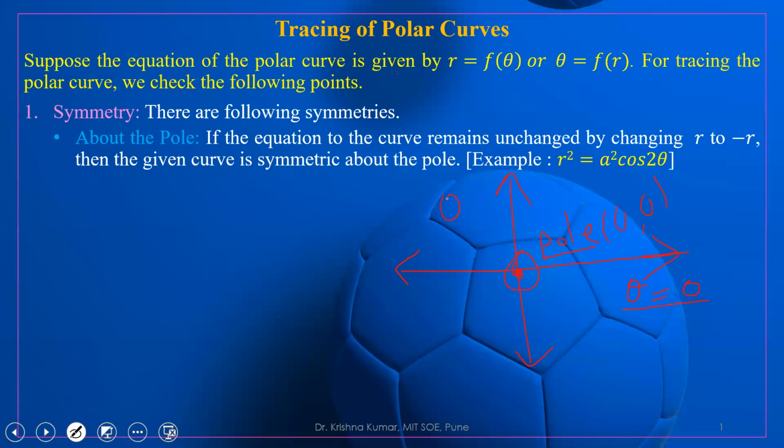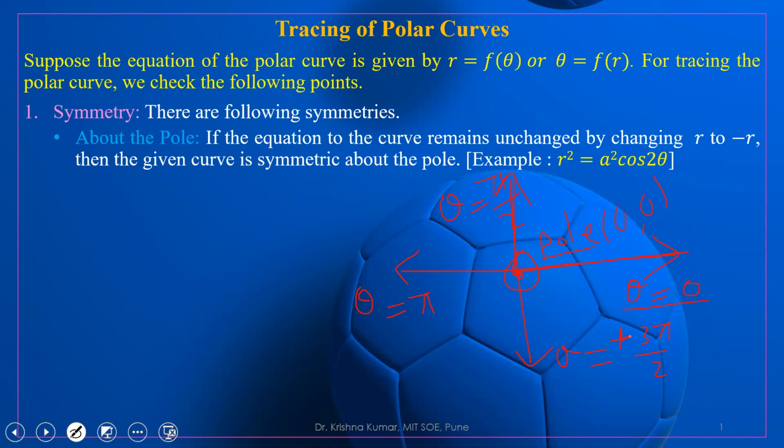The y-axis is called the line perpendicular to the initial line at the pole, or through the pole, or sometimes we simply say it is the line theta equal to pi by 2. The negative x-axis is called the line theta equal to pi, and the negative y-axis is called the line theta equal to 3 pi by 2. So this is regarding the polar curve.